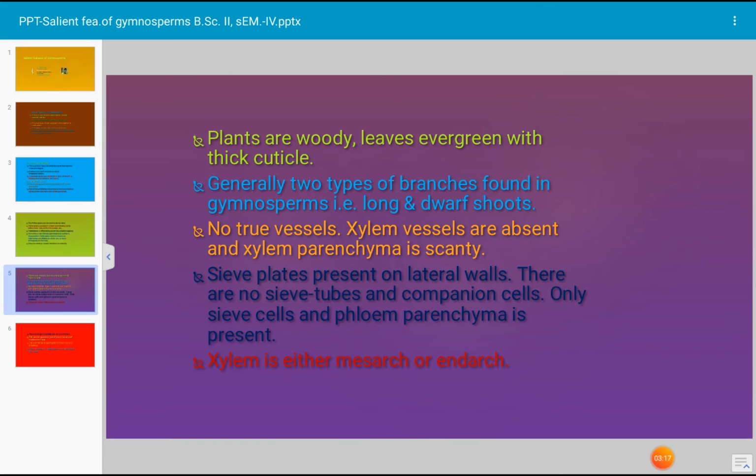Sieve plates, which are a component of phloem, are present on lateral walls. There are no sieve tubes and companion cells in gymnospermic plants. Only sieve cells and phloem parenchyma are present. Xylem is either mesarch or endarch.